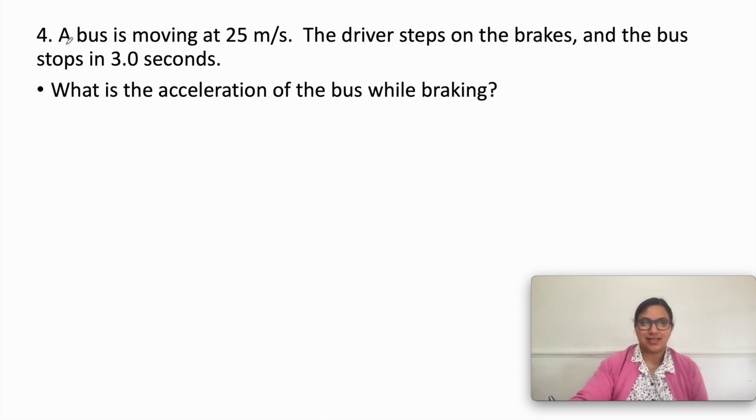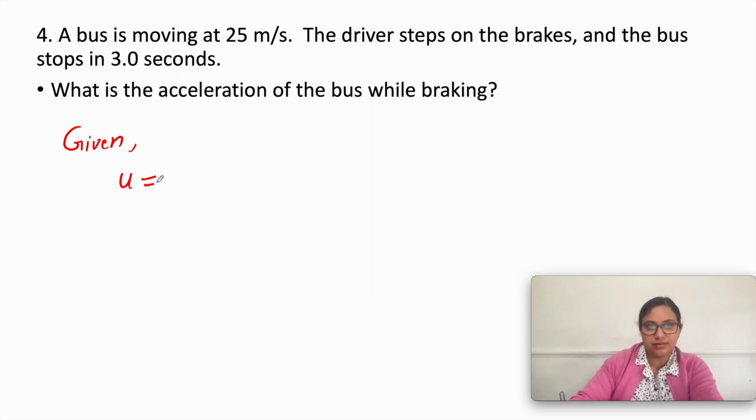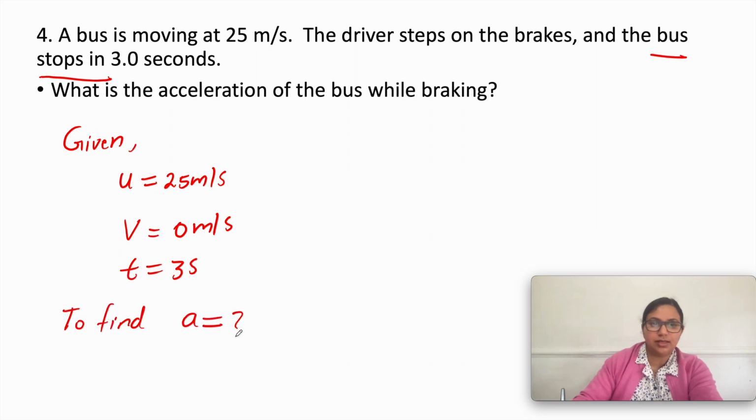Next question is, a bus is moving at 25 meter per second. The driver steps on the brake and the bus stops in 3 seconds. What is the acceleration of the bus while braking? So what is given here? Given a bus is moving at 25 meter per second. So initial velocity is given as 25 meter per second. But what about the final velocity? Are they given any values here? No. But it's clearly mentioned the bus stops in 3 seconds. Stops means the bus comes to rest. That means final velocity is 0 meter per second, and in 3 seconds, so t is 3 seconds. We need to calculate acceleration.